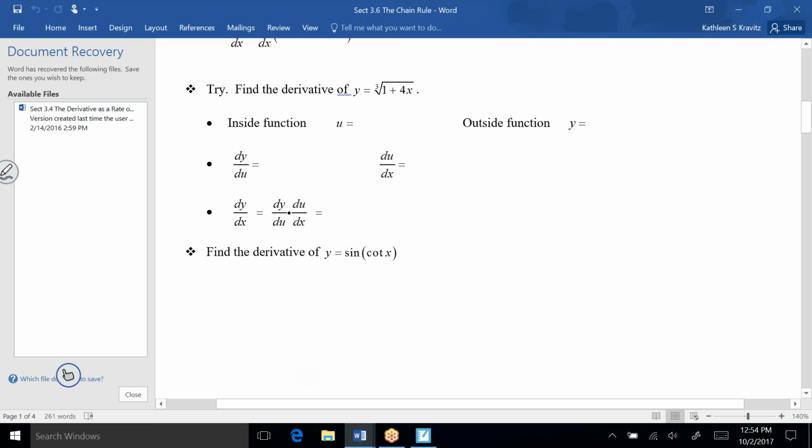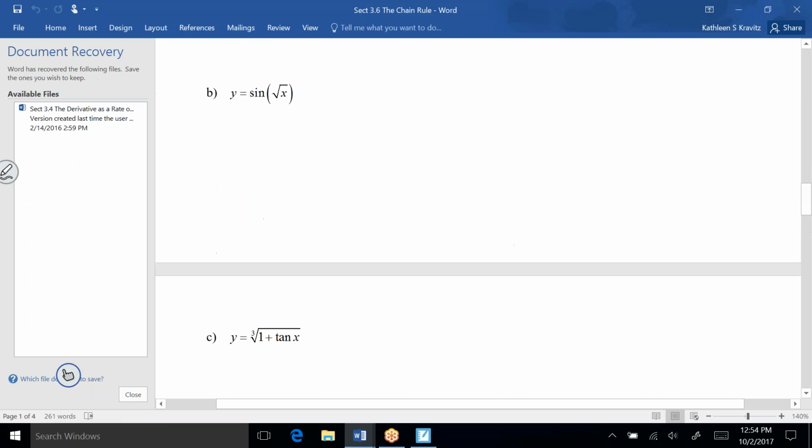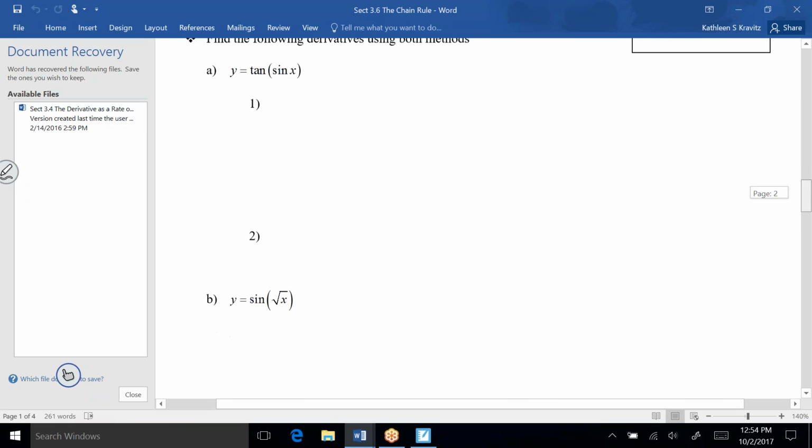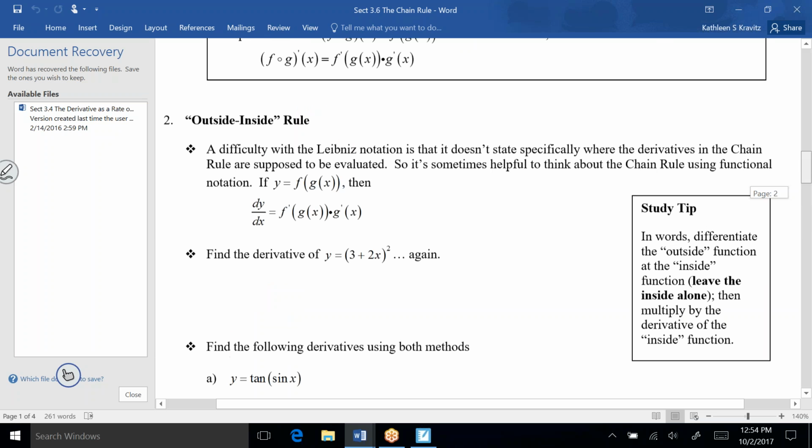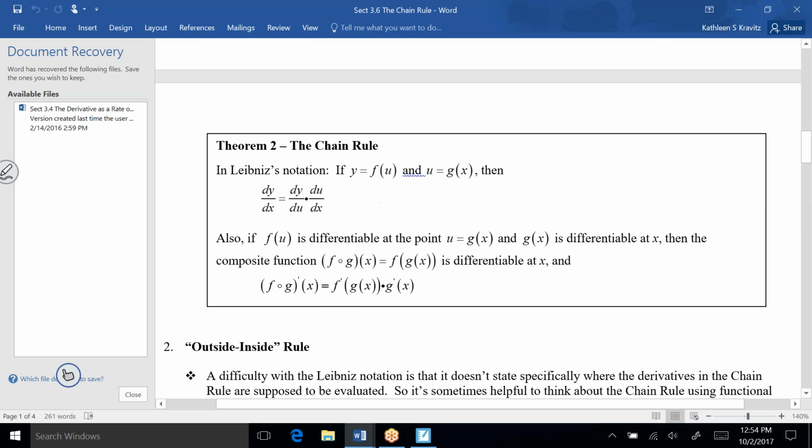All right, let's look at the next page. And here's a theorem that talks about the definition of the chain rule. In Leibniz's notation, so Leibniz was a mathematician, and the notation that we've been doing so far is Leibniz notation, where dy dx is equal to dy du times du dx.